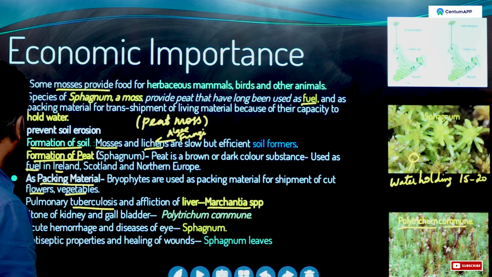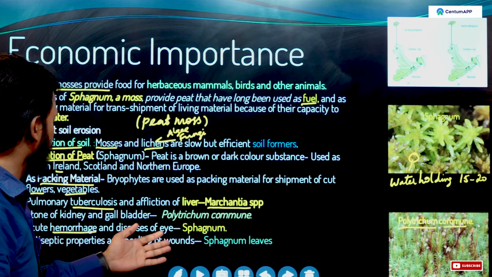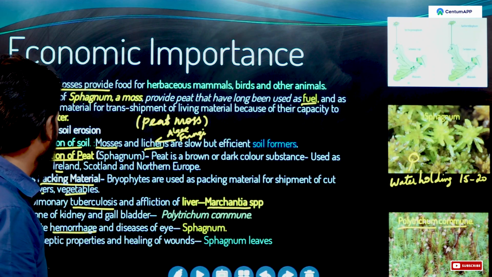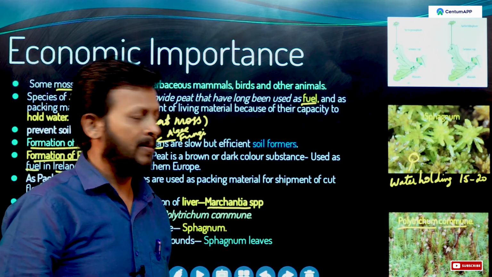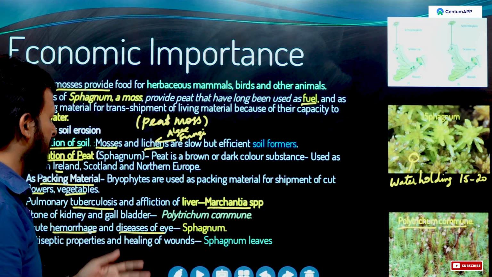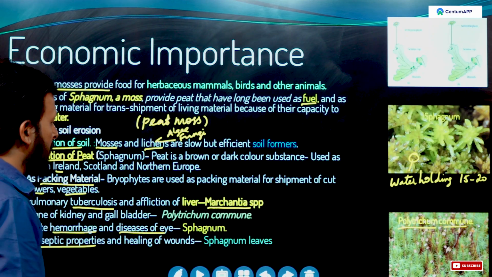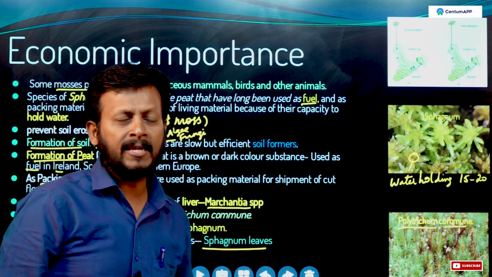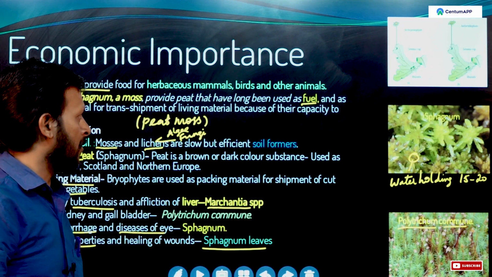Then Sphagnum for acute hemorrhage, bleeding of blood. We can use Sphagnum to control acute hemorrhage, as well as for eye-related issues. We can use Sphagnum and it will help recovery. Antiseptic properties are found in Sphagnum leaves. As well as this, Sphagnum is used in many nurseries and gardens. These are all the economic importance.